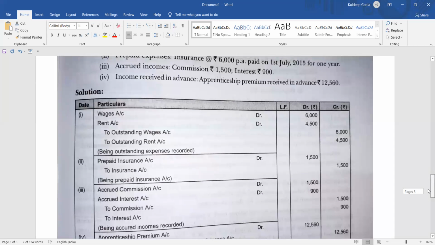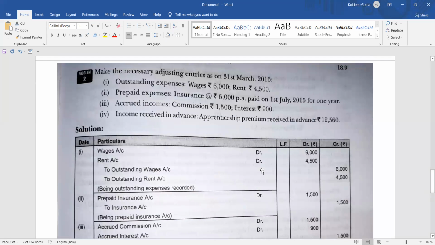What will be the narration? You can write being accrued commission and accrued interest recorded, or you can just write being accrued income recorded. Both are correct. Okay, now coming to the last one, that is income received in advance.